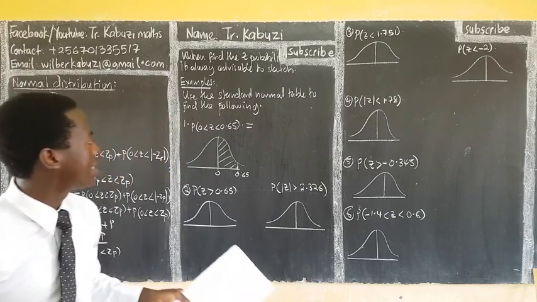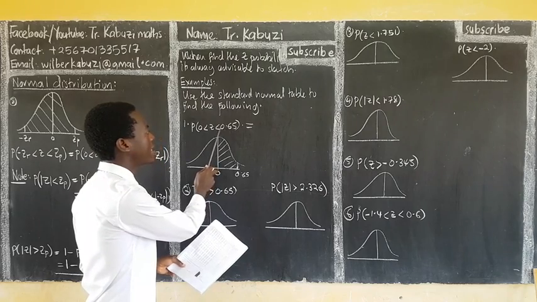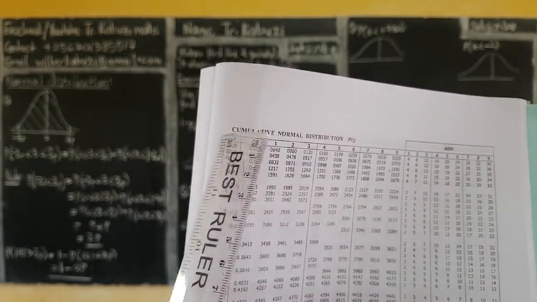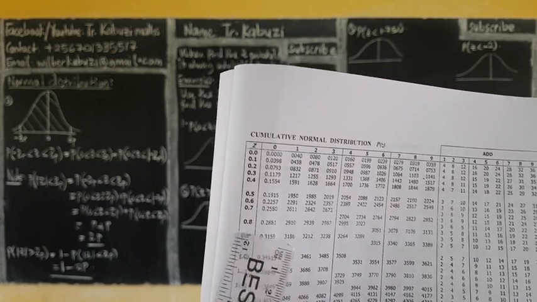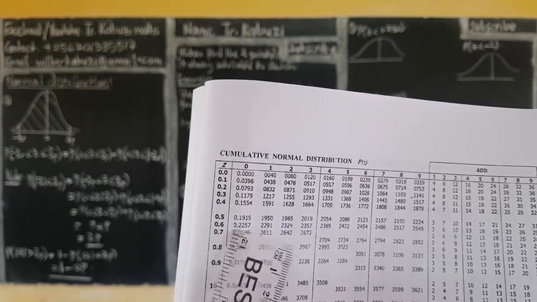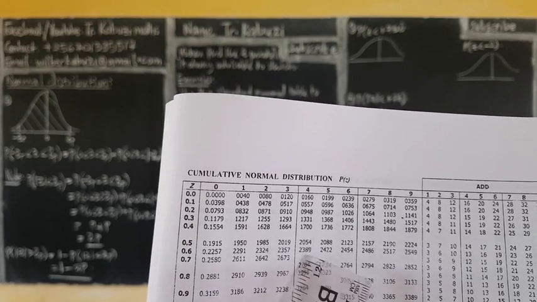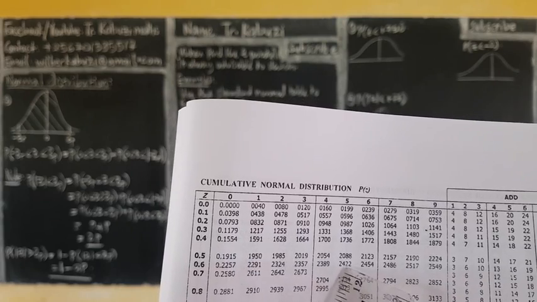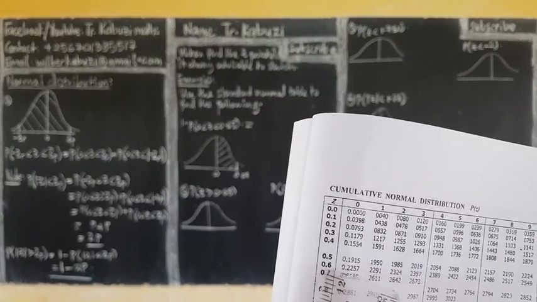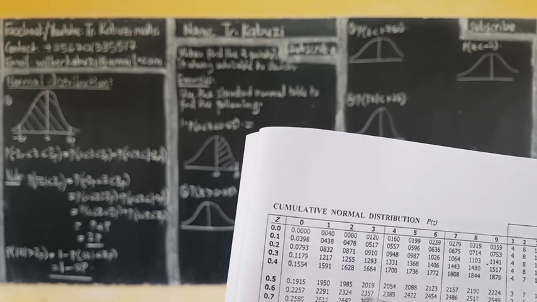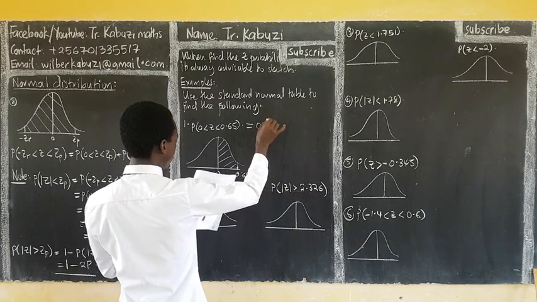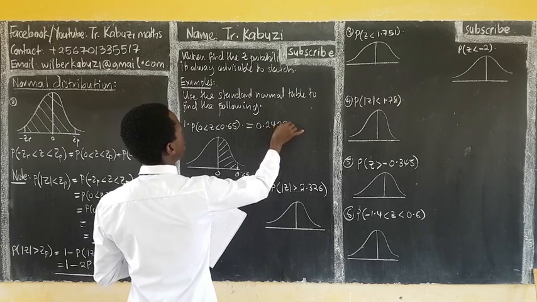Our Z here is 0.65. This table reads to one decimal place, so we take 0.6 first, which is here. Then we add the second decimal, so we read under 5. Under 5, it's here as 0.2422. So we first take the first decimal, 0.6, then 5, meaning we are reading under 5. So it's 0.2422. As simple as that.